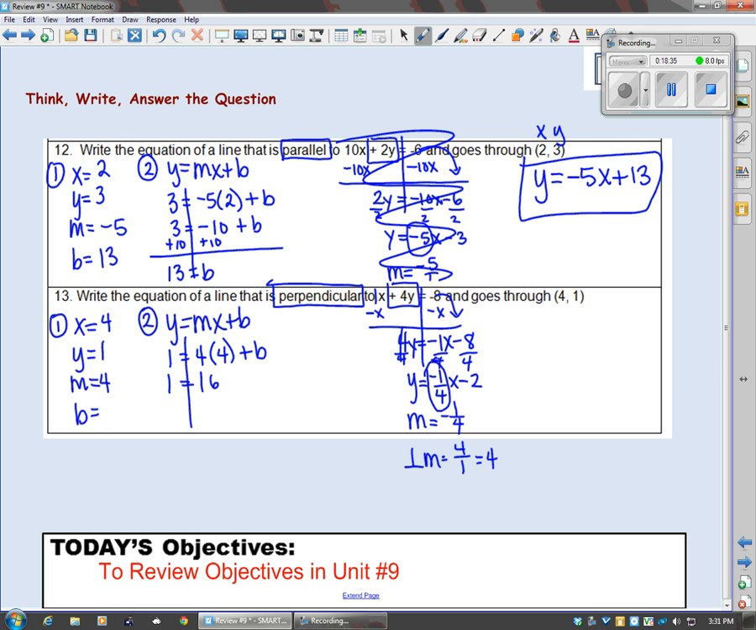4 times 4 is 16. When I take that away from both sides, I get negative 15. Letter, number, letter, number. Letter for y equals number for m, letter for x, number for b. And you're done with that. Okay. There are plenty of problems for you to be practicing here. Practice this procedure. No excuse for not being ready for this test if you can do all these.